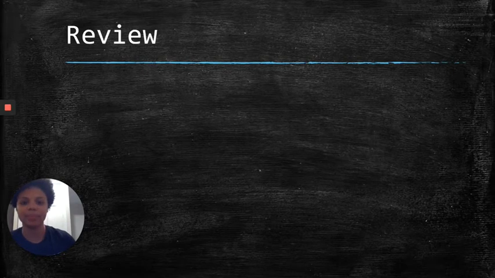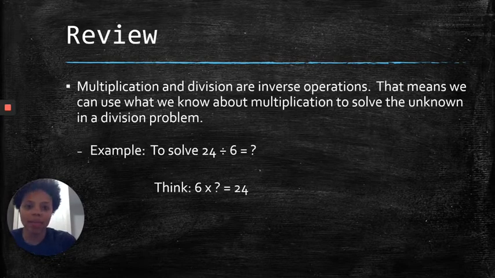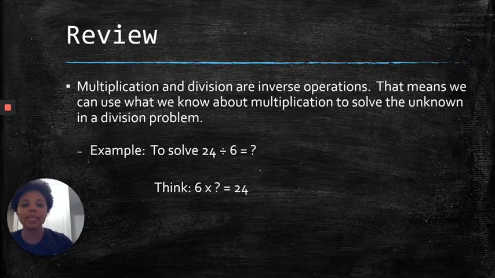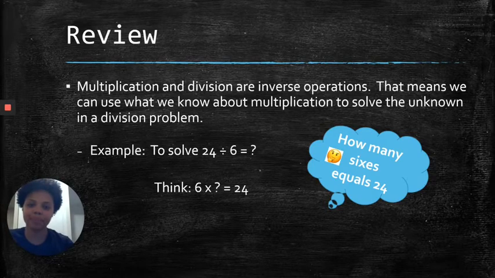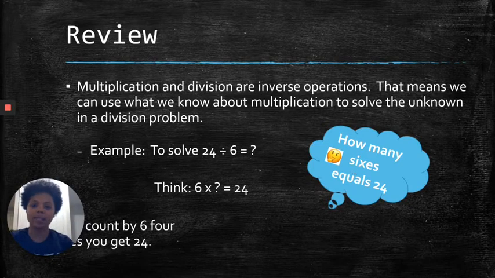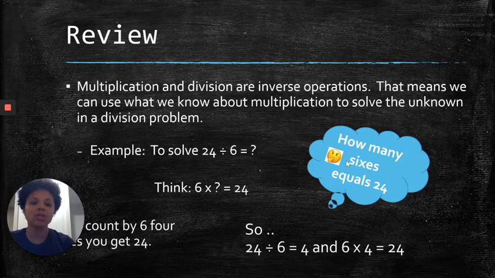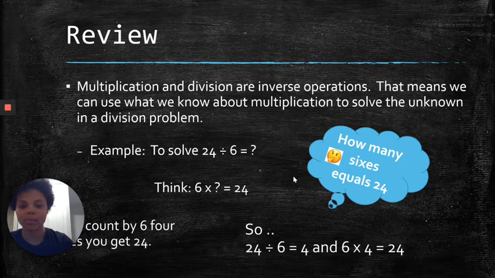So let's review. Multiplication and division are inverse operations. That means they're the opposite of one another. So we can use what we know about multiplication to help us solve the unknown in a division problem. For example, to solve 24 divided by 6, we can think how many 6's is equal to 24. We could count by 6 four times, and that gets 24. So 24 divided by 6 equals 4, and 6 times 4 equals 24.